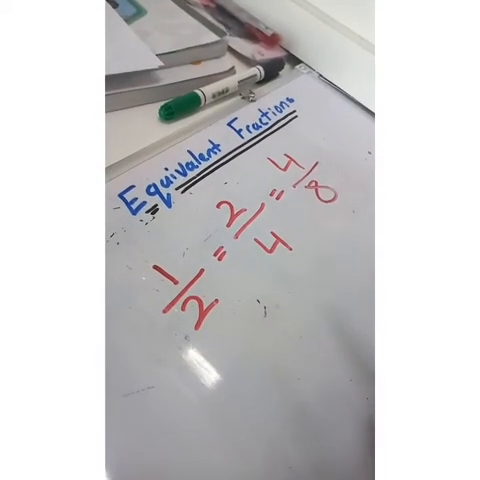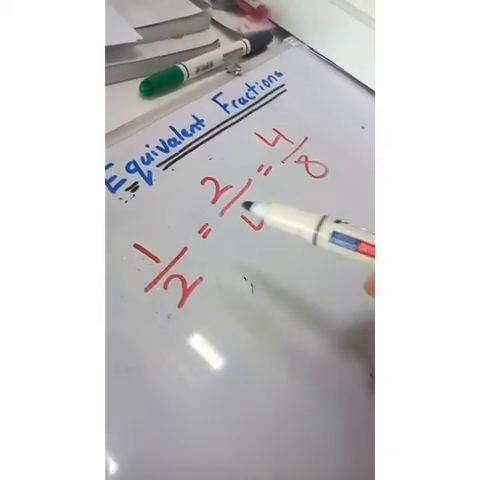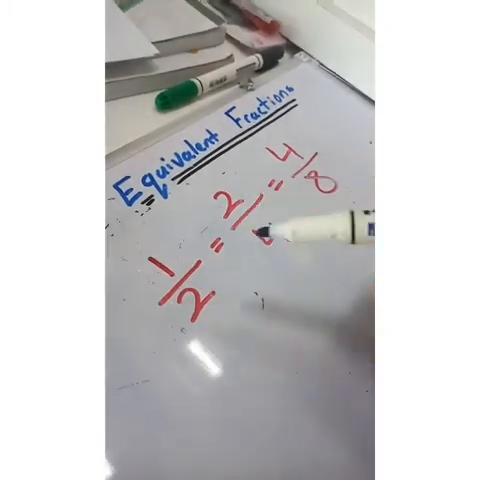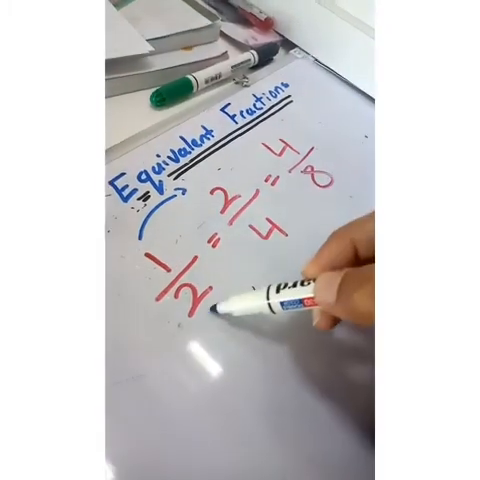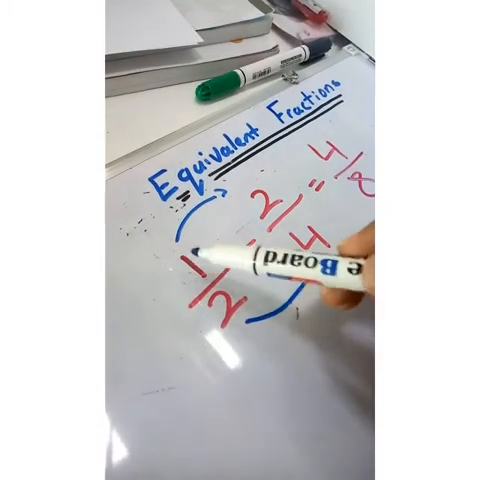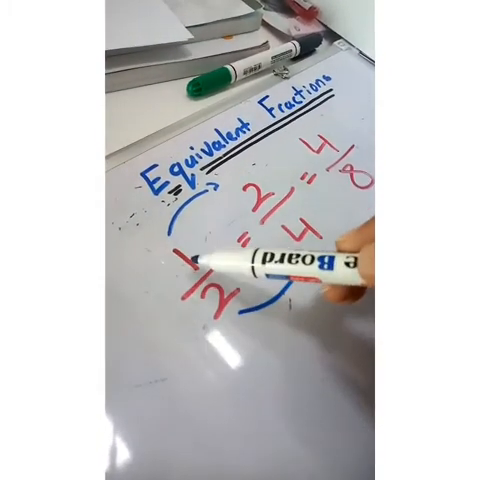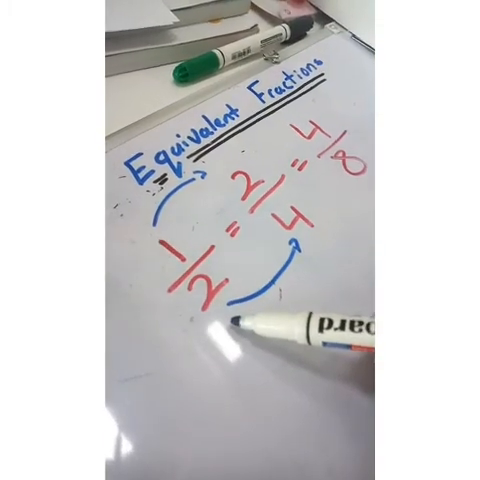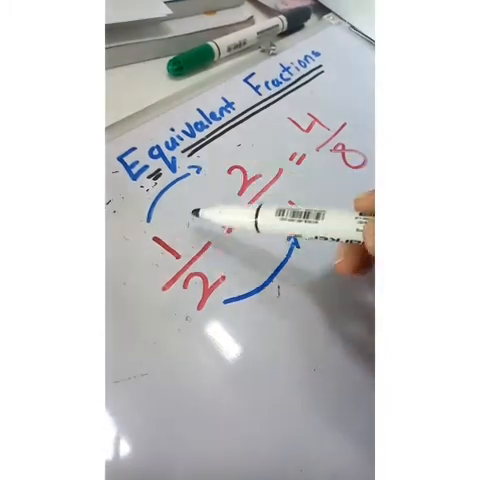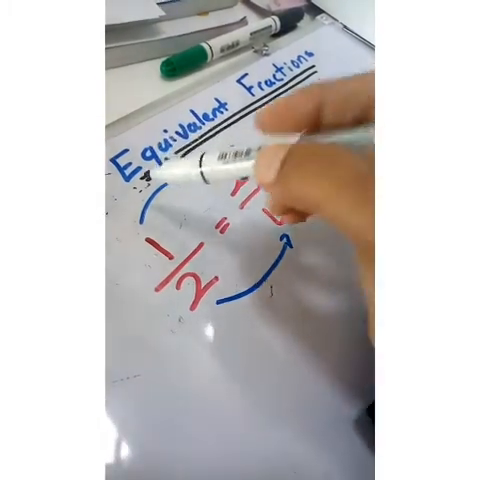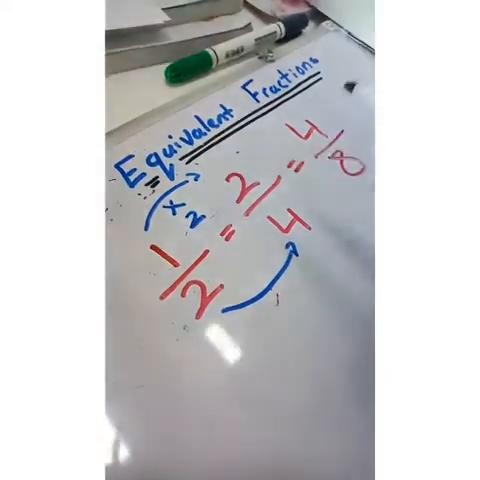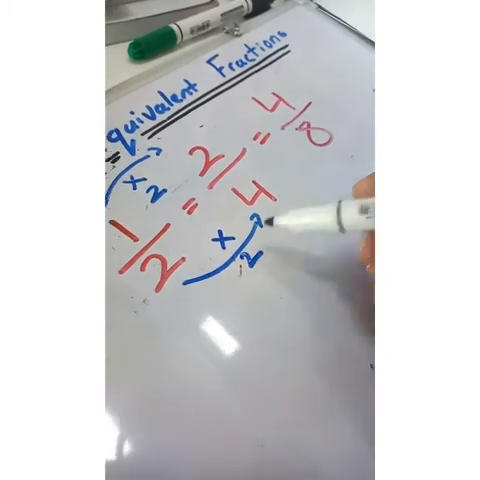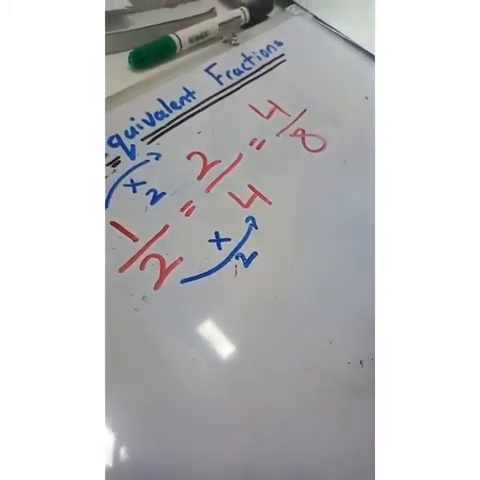And when you do multiplication, whatever you do to the number at the top, you are doing the same to the number at the bottom. It means that the number you choose to multiply with the numerator, you are going to choose the same number to multiply with the denominator. For example, here we can see that 1 times 2 is 2. So here we do the same, times 2. 2 times 2 equal 4.